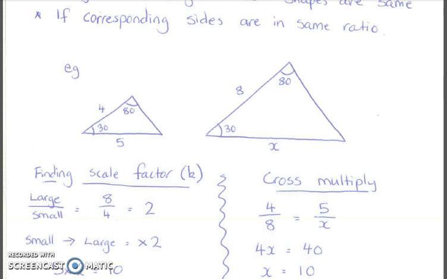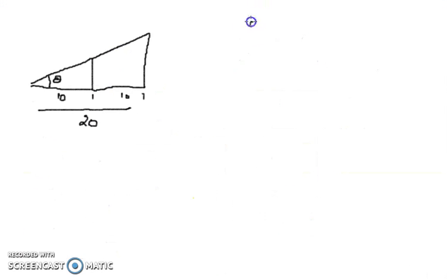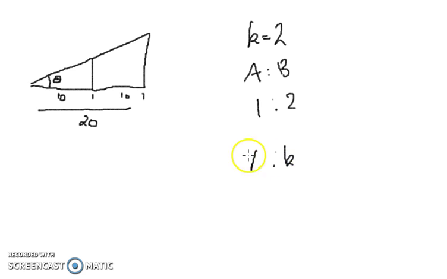With the scale factor, when we find our scale factor, for example, in this case it's 2, if our K factor there is 2, we can express it in terms of a ratio, 1 to 2. So if we look at the ratio, it would be 1 to your K factor. That's how we would express it as a ratio.